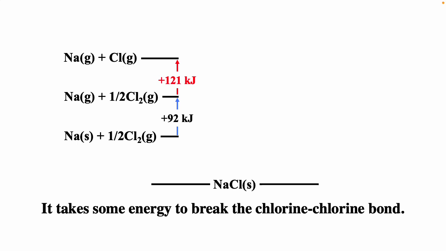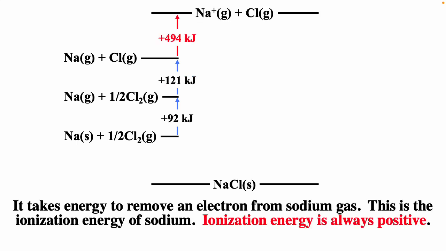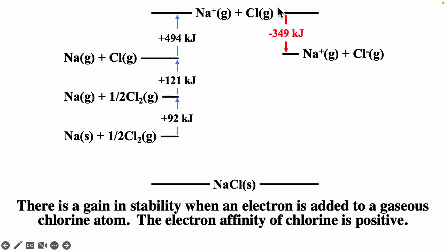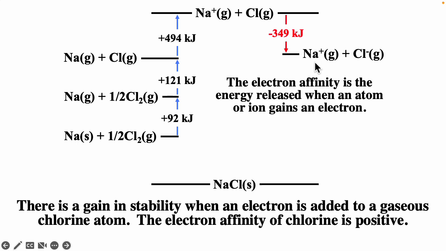Now, we're going to have to form ions, so let's remove an electron from the sodium. And so it's the ionization energy for the sodium. And remember, it always takes energy to remove an electron. Ionization energy is always positive. Now we can add that electron to the chlorine. Now it's going from something less stable to something more stable. Remember, that's the electron affinity. And electron affinity is typically positive.